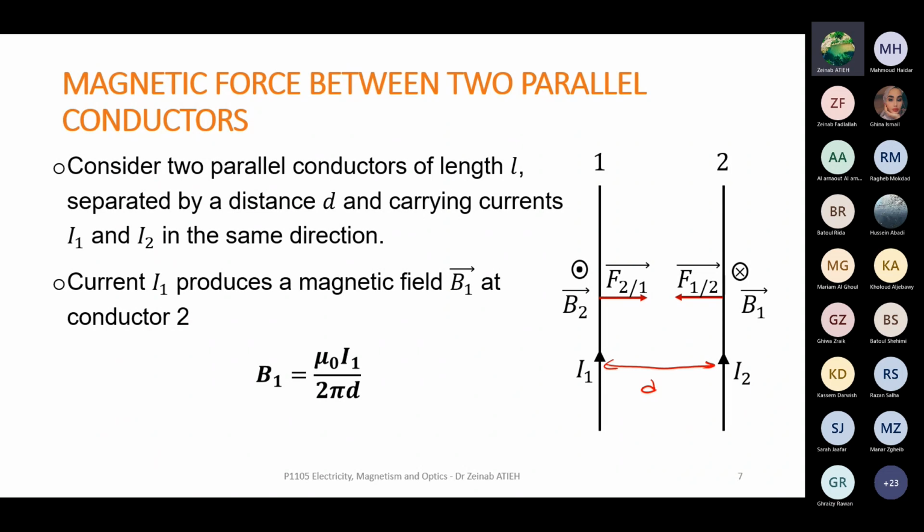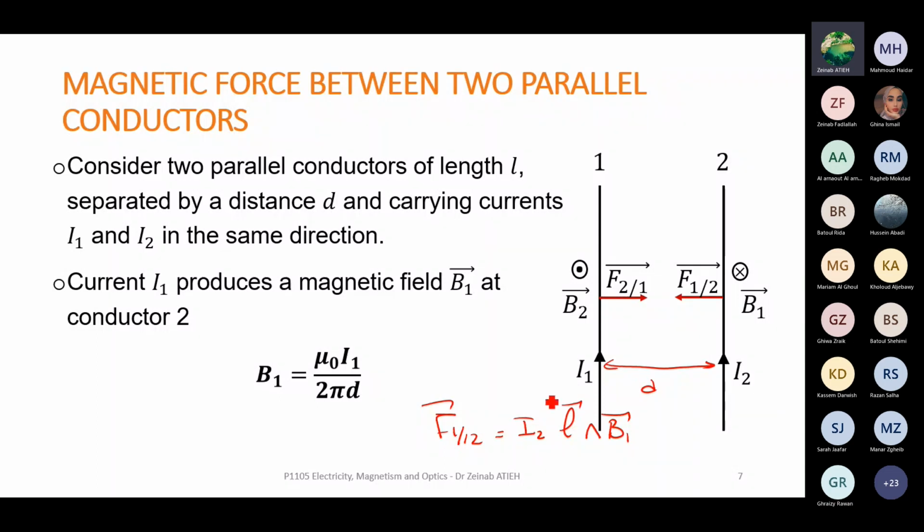How to find F exerted by 1 on 2? This is simply the Laplace force. So F exerted by 1 on 2 is simply I2 L cross B1, like this. This is how to find the direction of F.